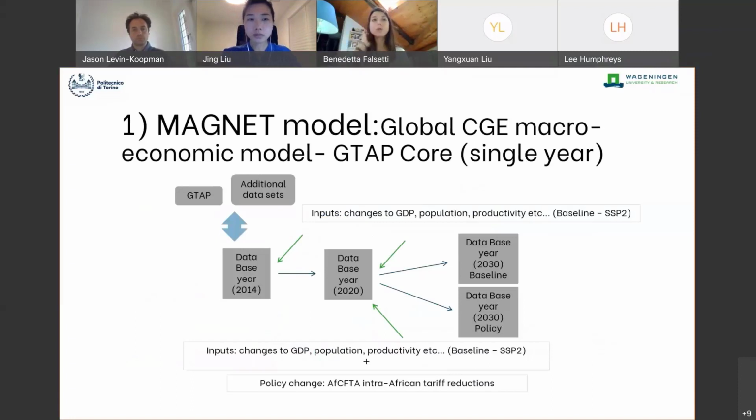The tool that we want to use is MAGNET, a global general equilibrium model based on the standard GTAP model. In this work, the intention is to adjust the virtual water flows available in GTAP through the calculated water consumption data of irrigated crops in Quasi. We want to adjust this data for the baseline scenario, that is, the baseline year 2014. After that, we simulate 2020 under the SSP2 socioeconomic pathway, and then we develop a baseline scenario for 2030 and a policy scenario for 2030.